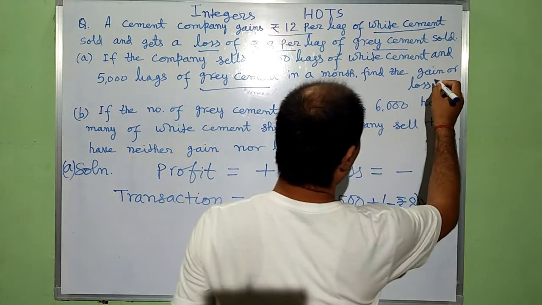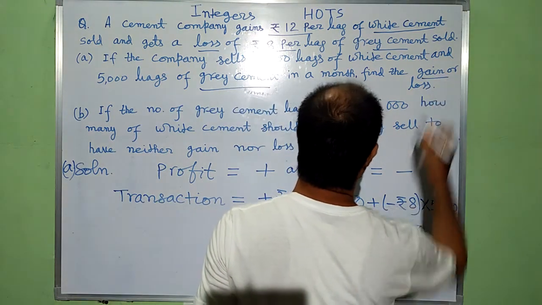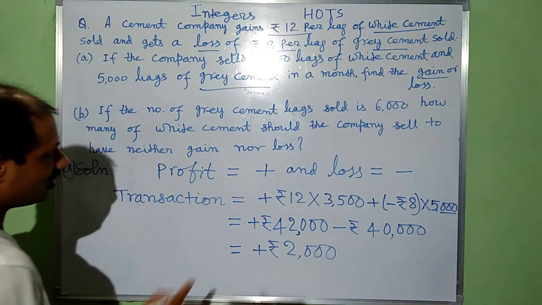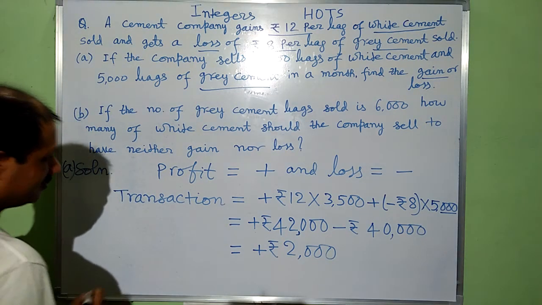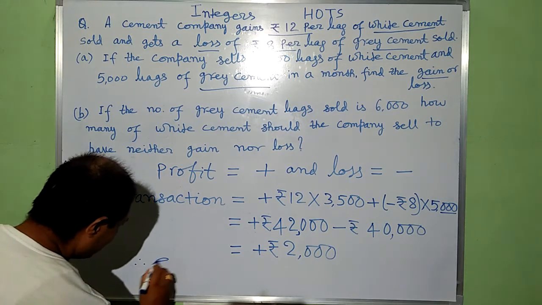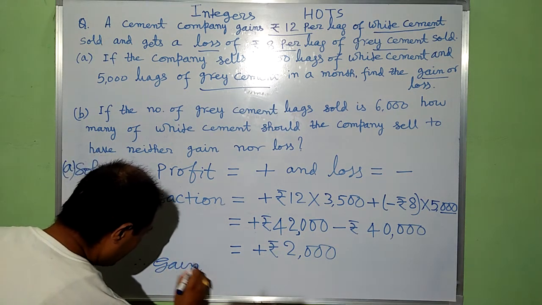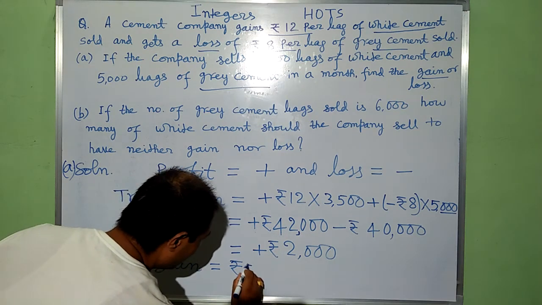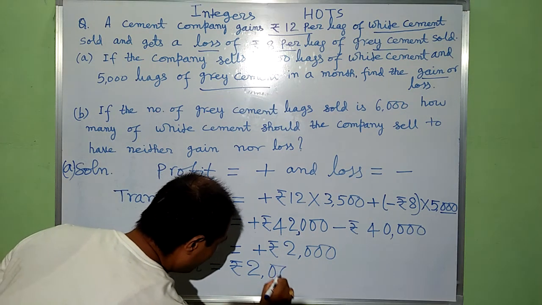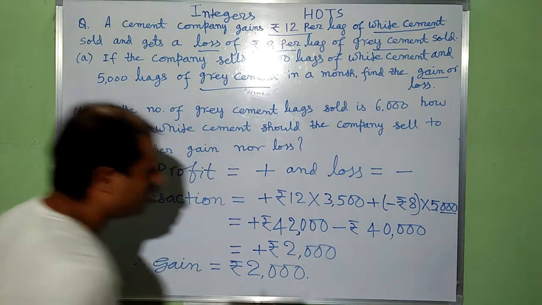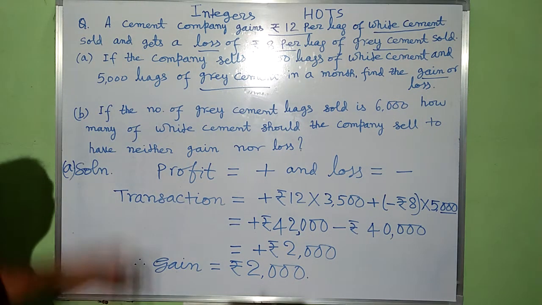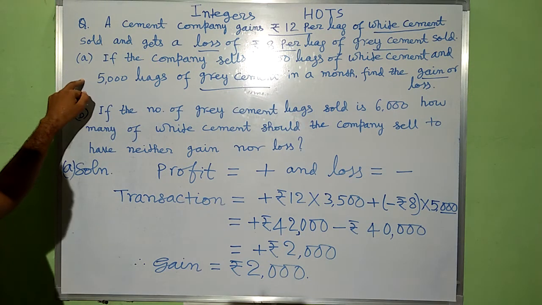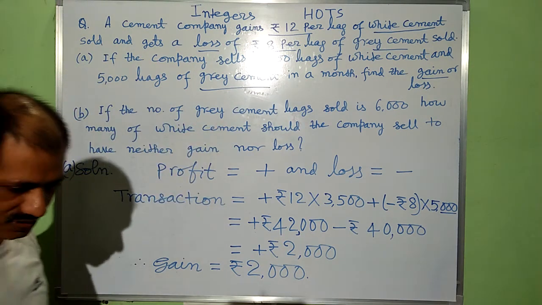Here the question asks us gain or loss. Gain is here, the plus symbol shows gain. Hence gain is equal to rupees 2,000 on this whole transaction. In this way, this part is solved. A question, this question is solved.